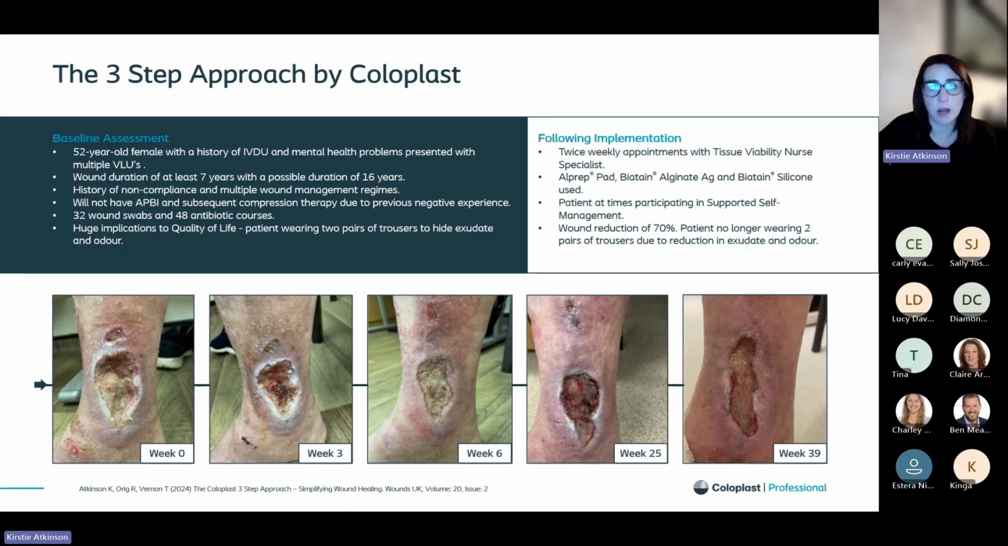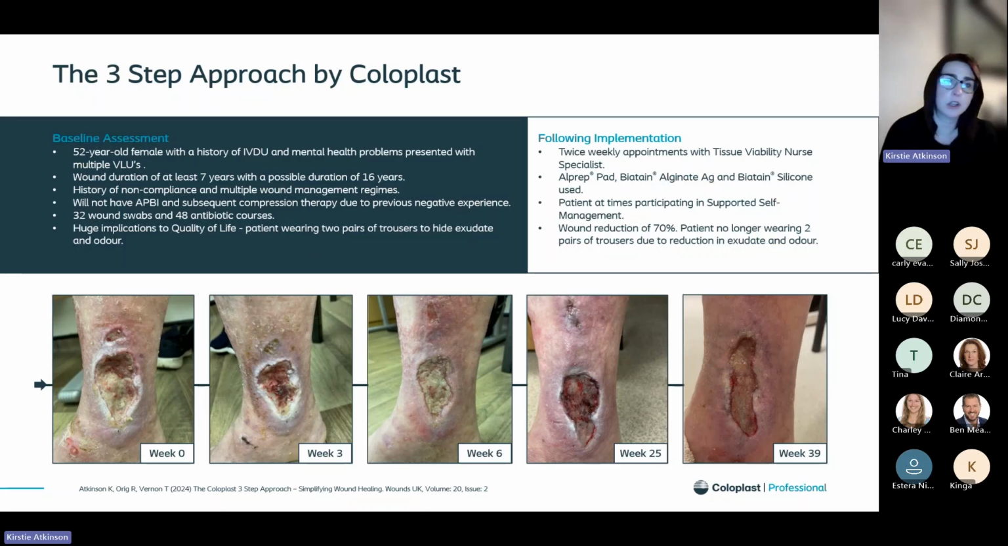Like I said, she had a history of non-compliance. She's tried multiple different wound management regimes. You name it, this woman will have tried it. I tried on numerous occasions to get her to have an ABPI and try to get into some sort of compression therapy, but she refused because she'd had previous negative experiences. She'd had 32 wound swabs and 48 courses of antibiotics just from her GP practice alone. That doesn't include what she would have received through mental health or through the acute services.